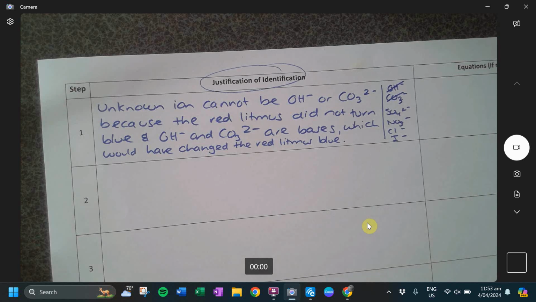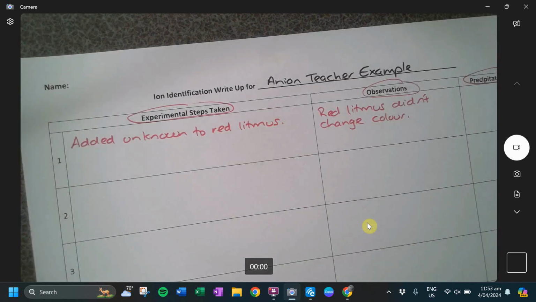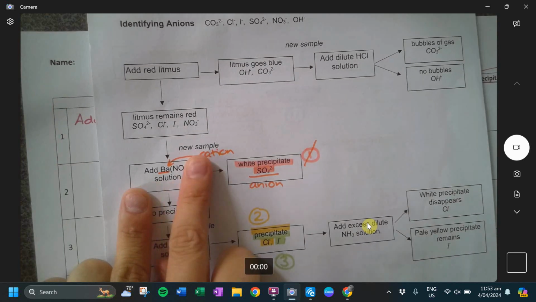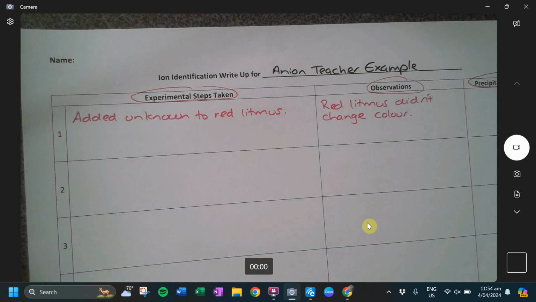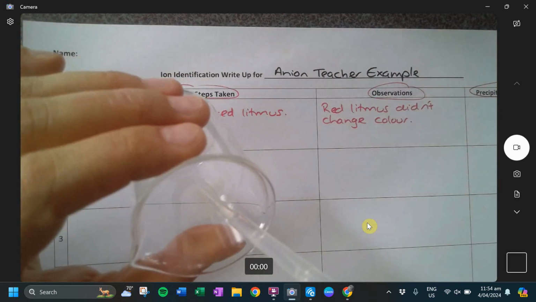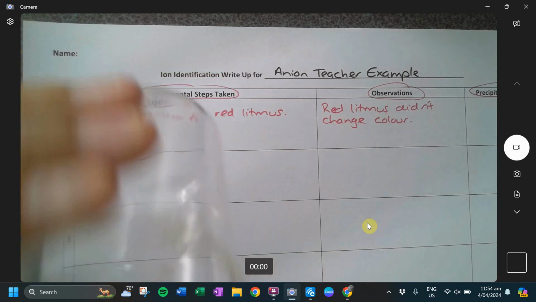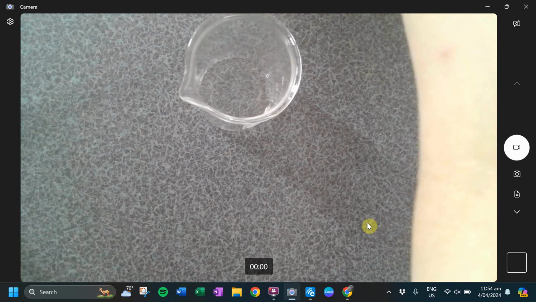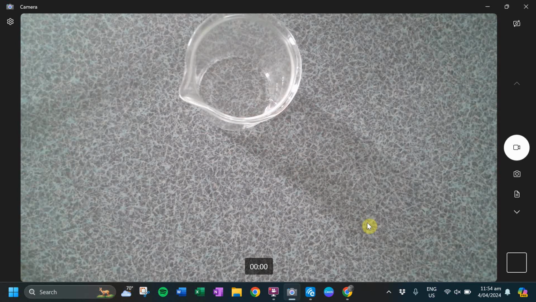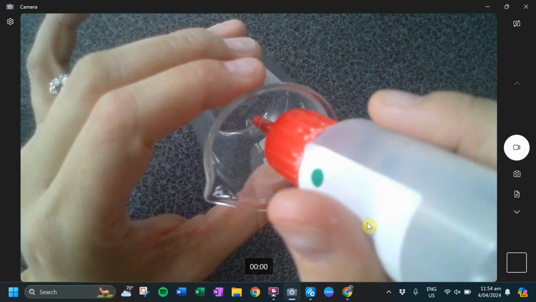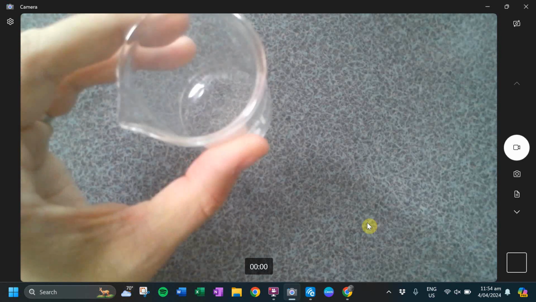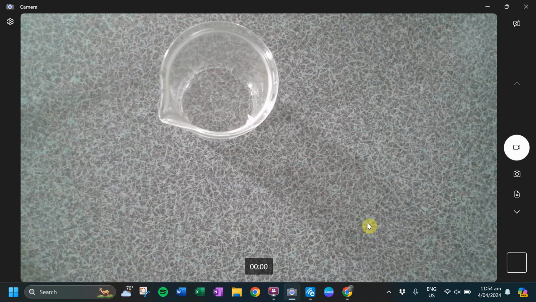Okay. So next step here on my flow chart says to add barium nitrate, and it's a new sample. So I get my beaker. I add a few drops of my unknown. And then I find my barium nitrate in my box. There it is. And I add a few drops there. Just a few drops. Do I see it causing any precipitate? No.